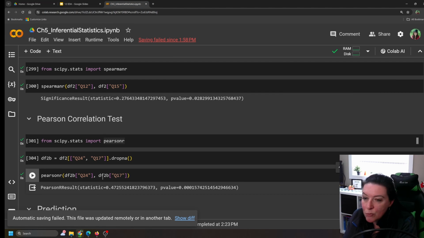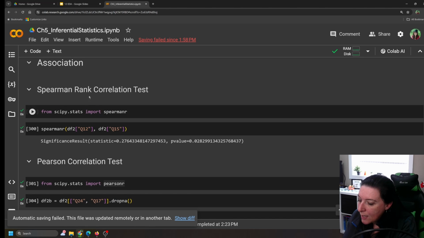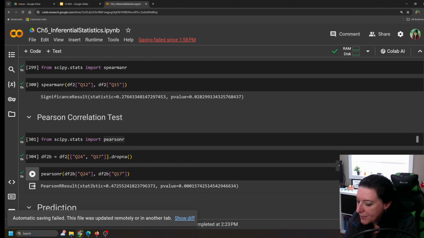You can see the directionality for both Spearman Rank and Pearson in the test statistic. So we're looking at whether that is a positive or a negative number. If it is a positive number, then what we're seeing is that they're moving in the same direction, and if it's a negative, then they're moving in the opposite direction.